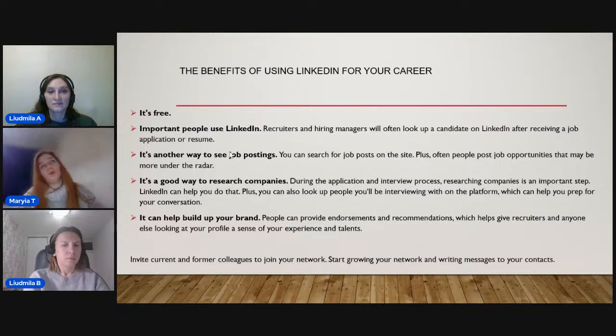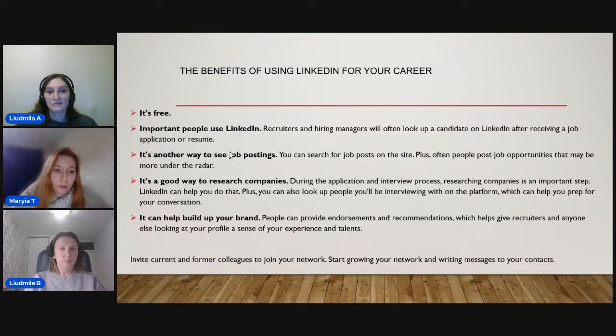For example, if you send your resume for a position, in all situations a recruiter will also try to find you on LinkedIn and look through your profile, maybe just to find more information about you.